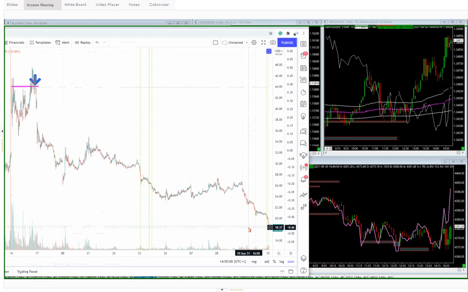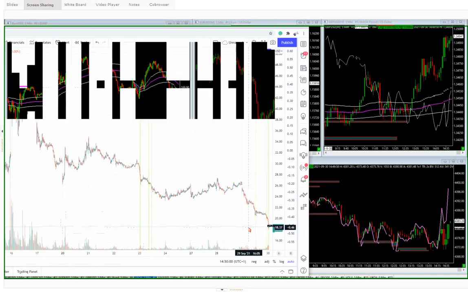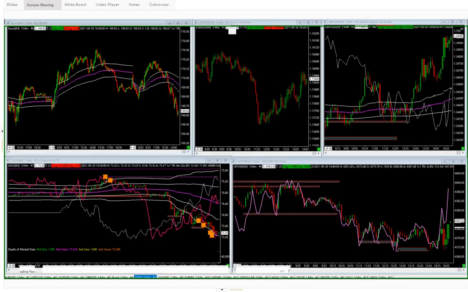Now, it's a long-term swing, I get it. But still 50% return on your money, guys, in 2 weeks. Crazy stuff, right? Crazy stuff. Gotta love it.